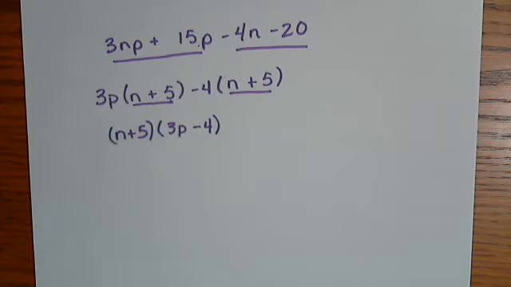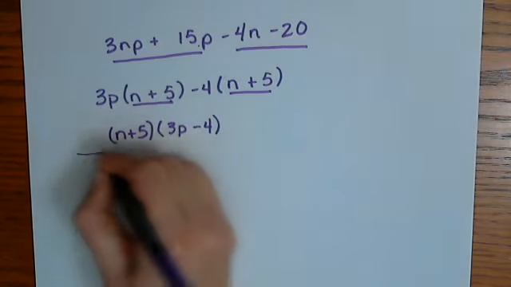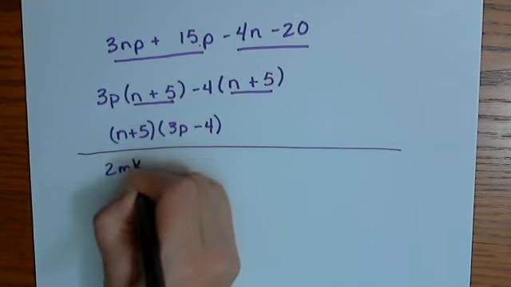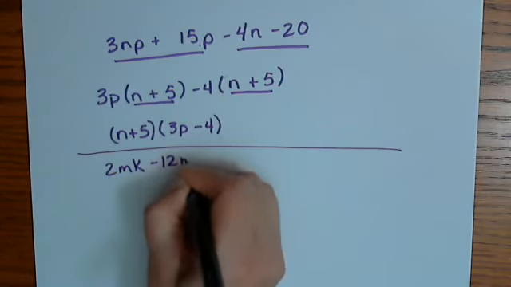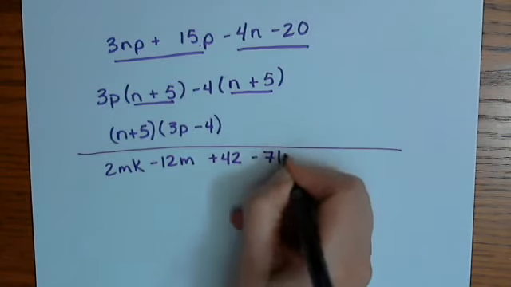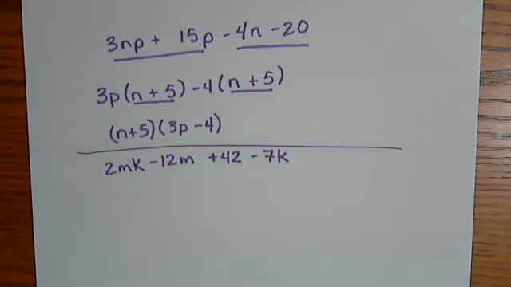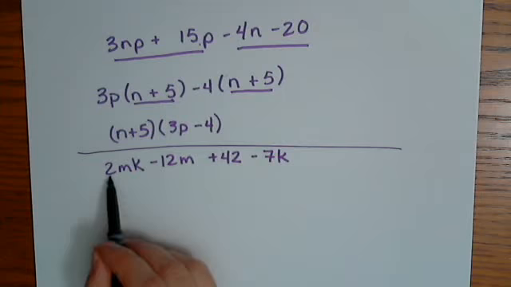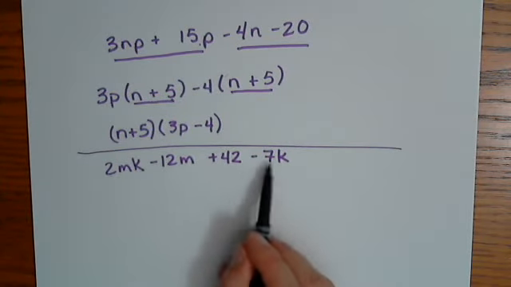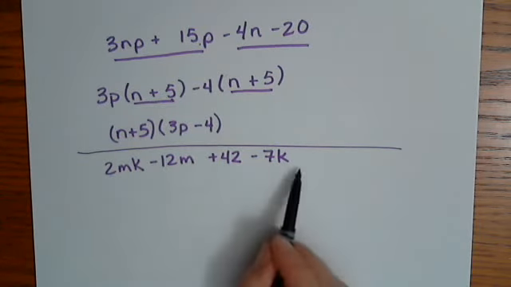Let's try another example. I'm on example 3 in your textbook. We are going to do 2mk minus 12m plus 42 minus 7k. Okay. Again, there does not look like there is anything common. I see a 2 that goes in here. Oh, I could put a 2 in there. And I could take a 2 out of here evenly, but I can't take a 2 out of that 7. And I've got m's here, but not there.